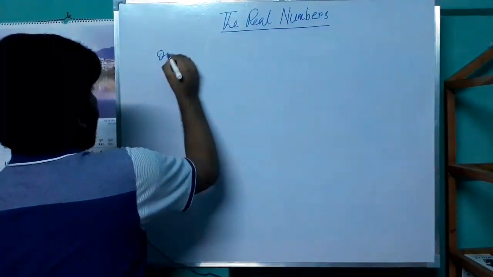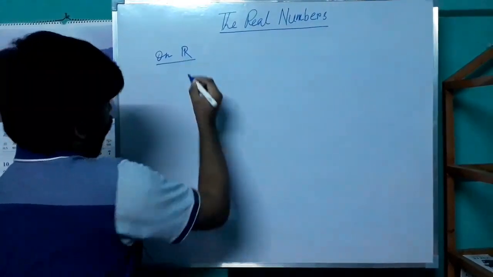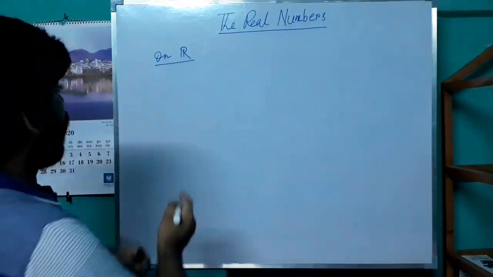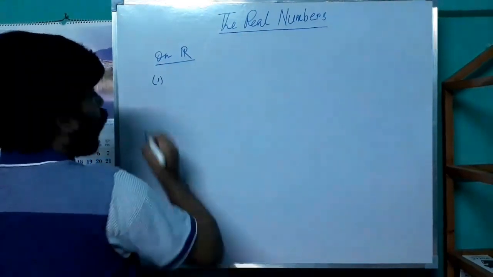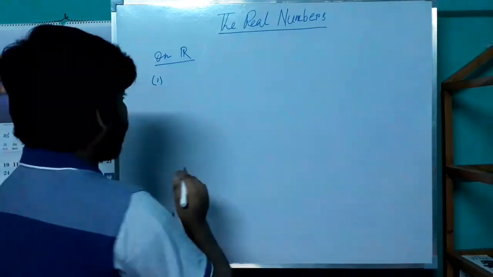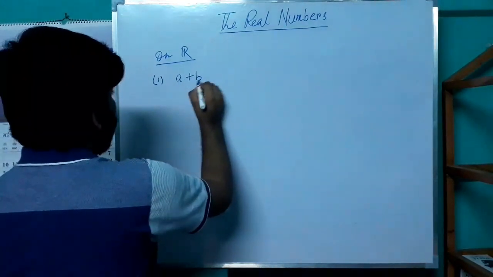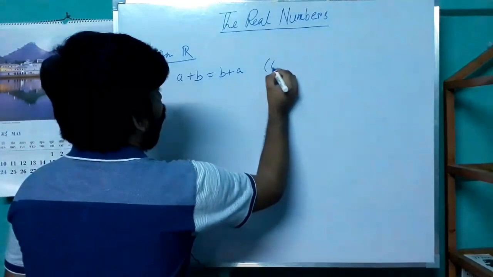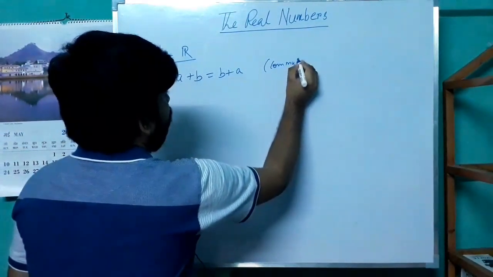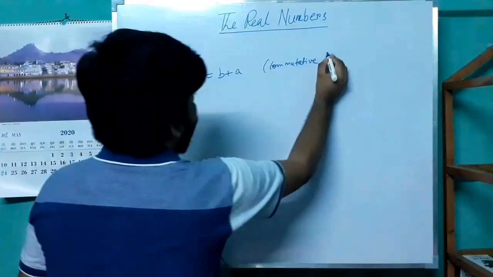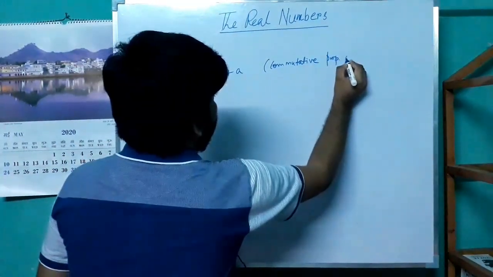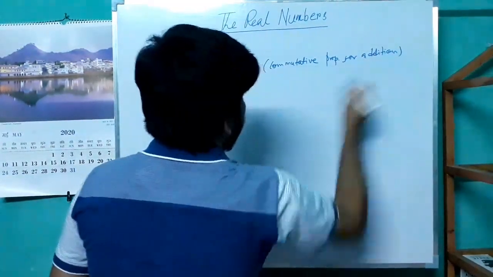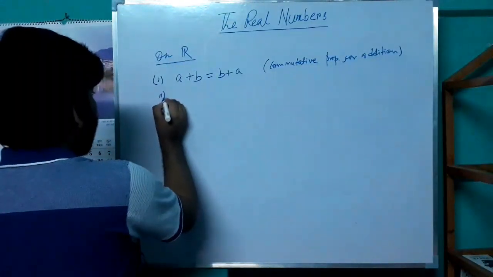On R we assume the following properties hold. The first property is the commutative property for addition, that is a plus b equals b plus a, and this property is known as the commutative property for addition.